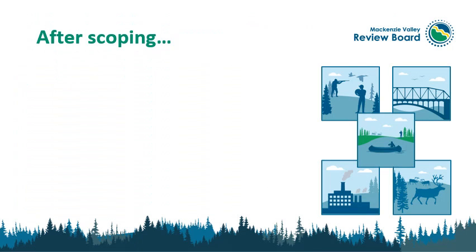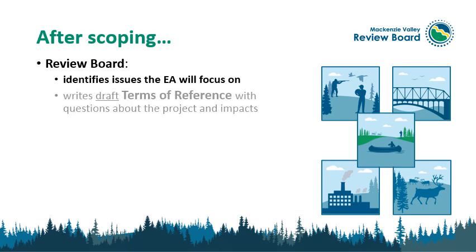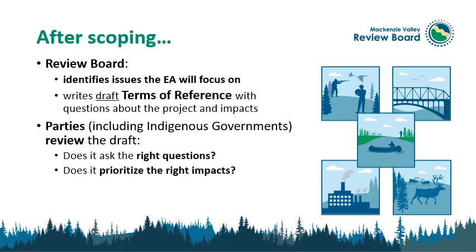After scoping. When scoping sessions are finished and all interested parties have voiced their comments, concerns, or questions, the Review Board will think about what it hears and decide what issues the environmental assessment will study. The Review Board will write a draft document called the Terms of Reference that lists all topics the environmental assessment should focus on, as well as what questions the developer will answer about impacts and how they can be reduced or avoided. The Review Board will ask parties to review the Terms of Reference and decide if it is asking the right questions and prioritizing the right impacts.